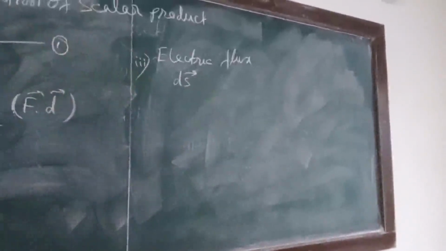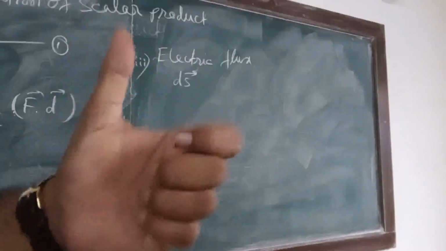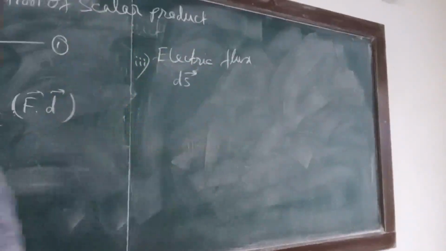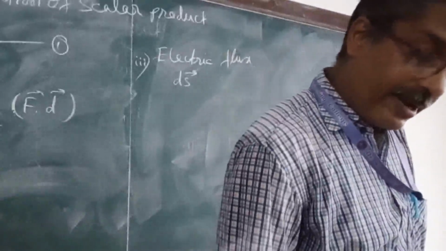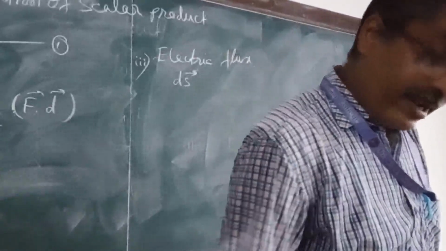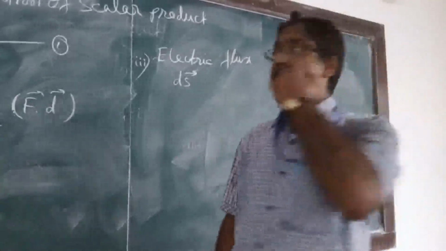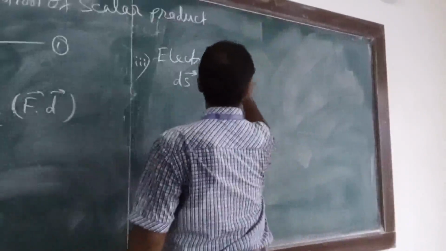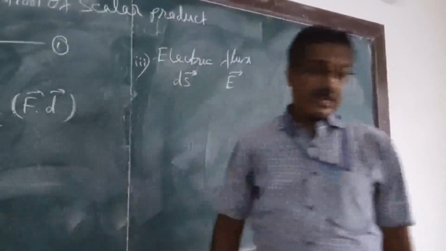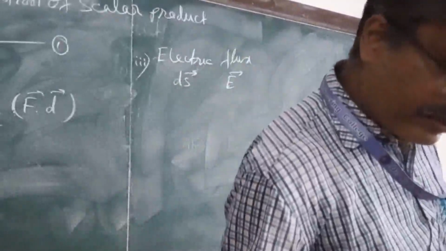So area is a vector quantity. What is the direction of the area? Perpendicular to the area. So if it is the area, then this is the direction. Let us consider an elementary area ds in an electric field E.